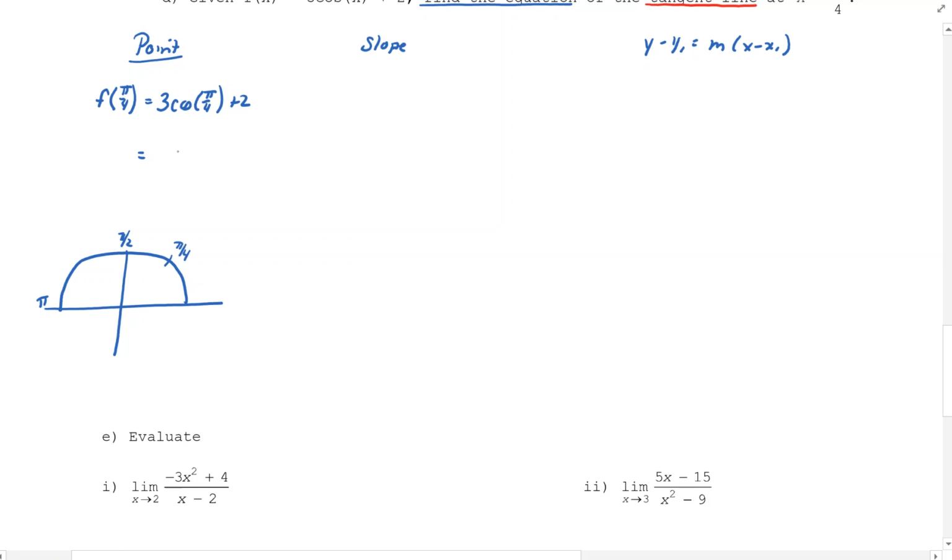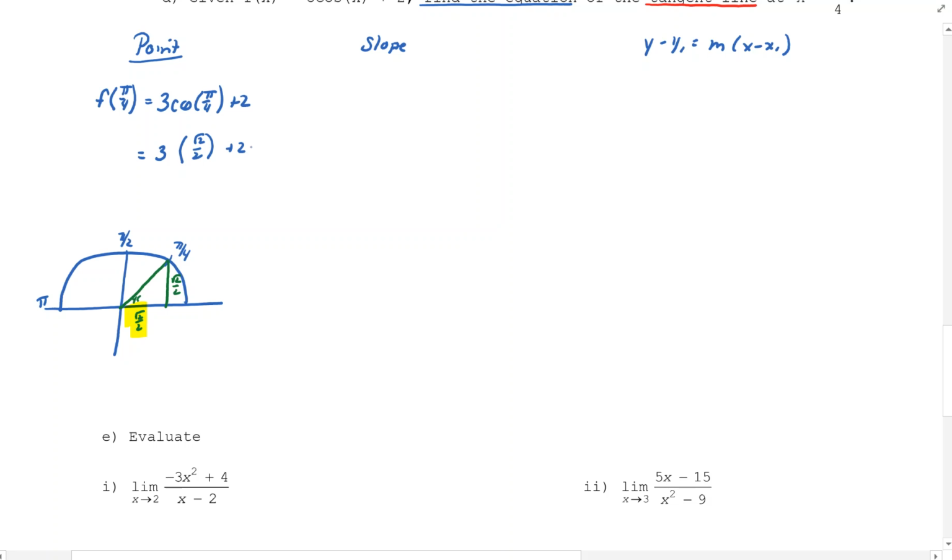So I see that this is a 45-degree angle, which makes this reference triangle an isosceles right triangle, 45, 45, 90, which means that each side of the triangle is root 2 over 2. If I want the cosine, I'm looking at the x value. So I'm going to take the x value, the root 2 over 2, and I'm going to come back here and I'm going to have 3 times root 2 over 2 plus 2.